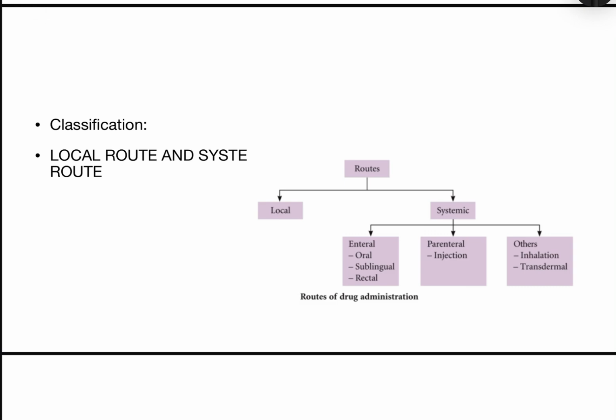Now we will discuss the classification of routes of administration of drugs. It divides into two parts: local route of administration, and second, systemic route of administration. The systemic route of administration of the drug again gets divided into three parts: enteral route of administration, then parenteral, and the last is others.